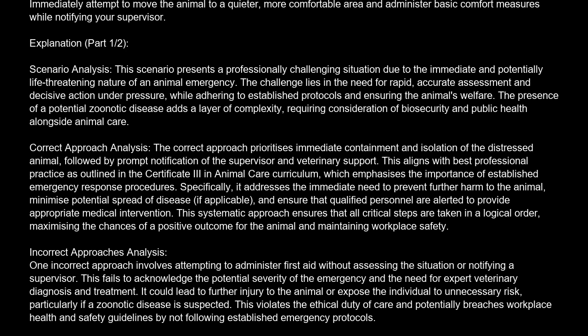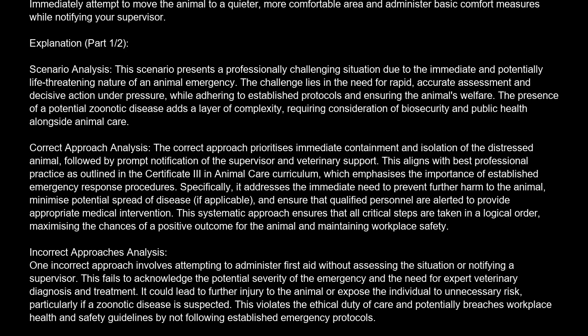Specifically, it addresses the immediate need to prevent further harm to the animal, minimize potential spread of disease, if applicable, and ensure that qualified personnel are alerted to provide appropriate medical intervention. This systematic approach ensures that all critical steps are taken in a logical order, maximizing the chances of a positive outcome for the animal and maintaining workplace safety.